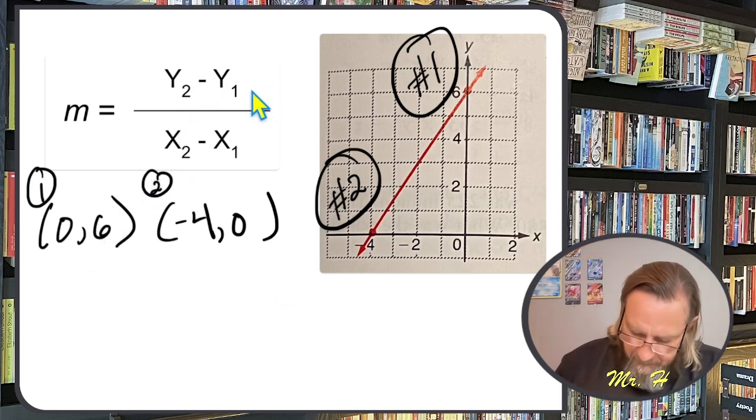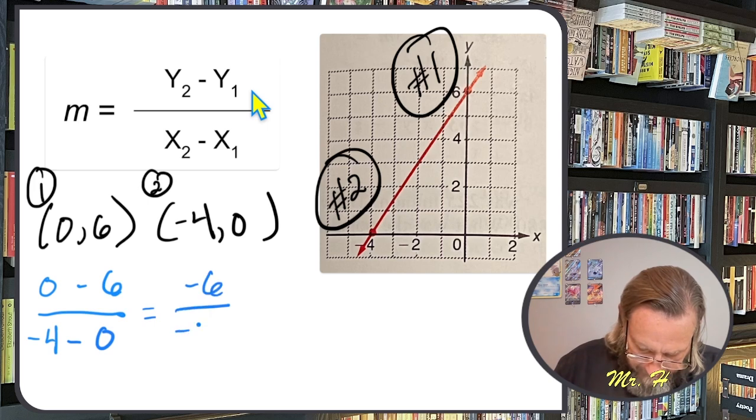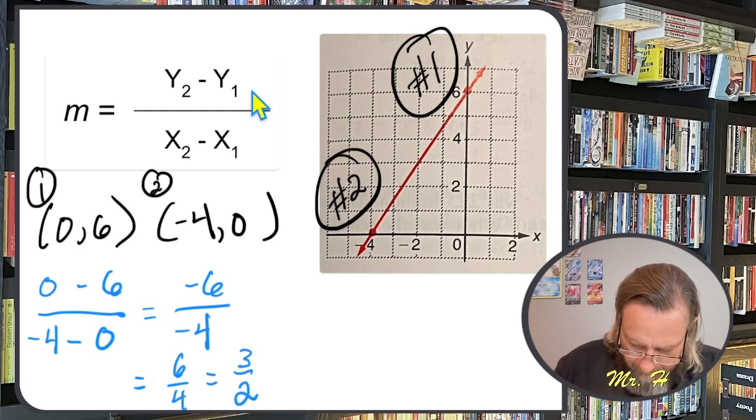What are our y2 minus y1 values? The y value of the second point is 0 minus the y value of the first point, that is 6. The x of the second point is -4 minus the x of the first point, which is 0. That is going to be equal to -6 over -4. Negative divided by a negative is positive, and then that reduces to 3 over 2.